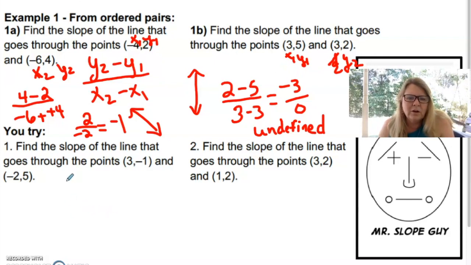So now here are 2 Your Tries for you guys. Remember, you can refer to the slope guy over here. If you get 0 on the numerator, then that's a horizontal line, so it's a zero slope. If it's going uphill, it's a positive. If it's going downhill, it's a negative. And I will pause while you guys work on that.